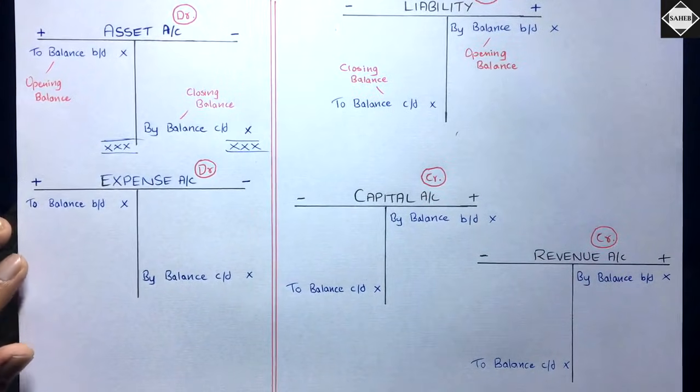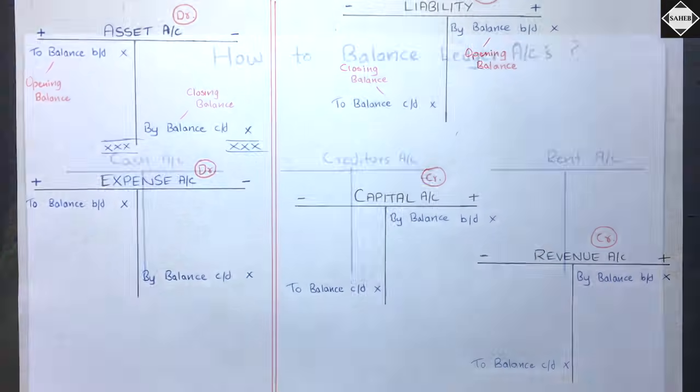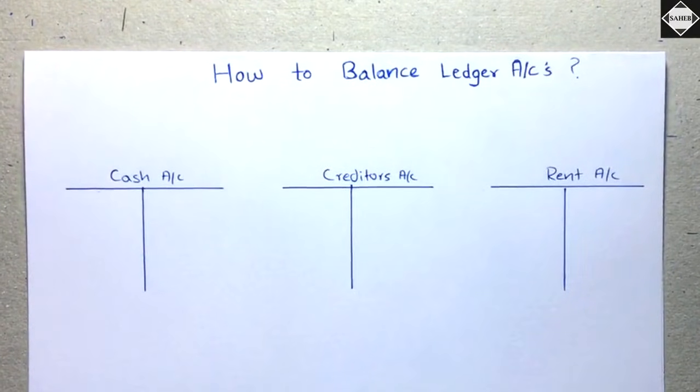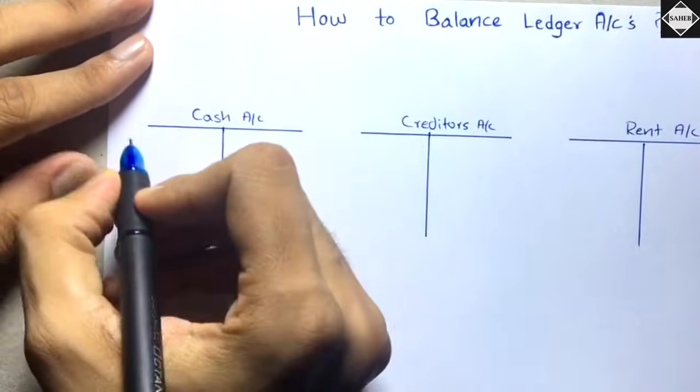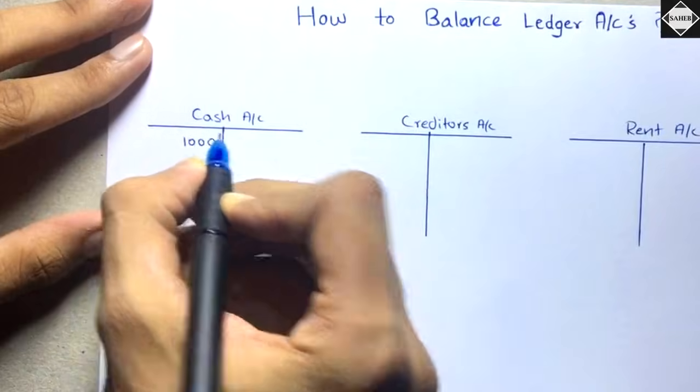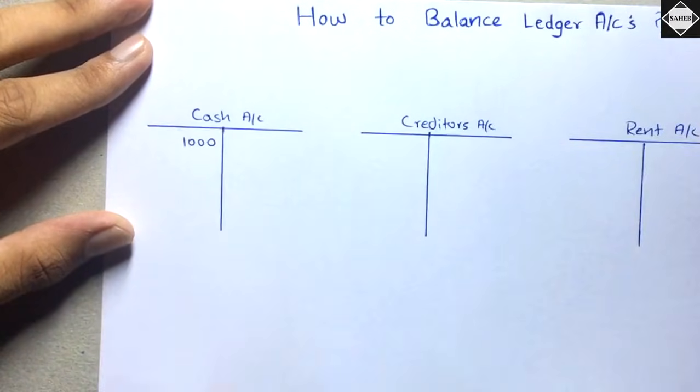Fine. I'm sure you're clear with this dual effects and everything. Now let's see how to balance the ledger account. It's very simple. Let's say we have a cash account, and there was an opening balance of 1000. We had 1000, and then somehow we got the receipts.